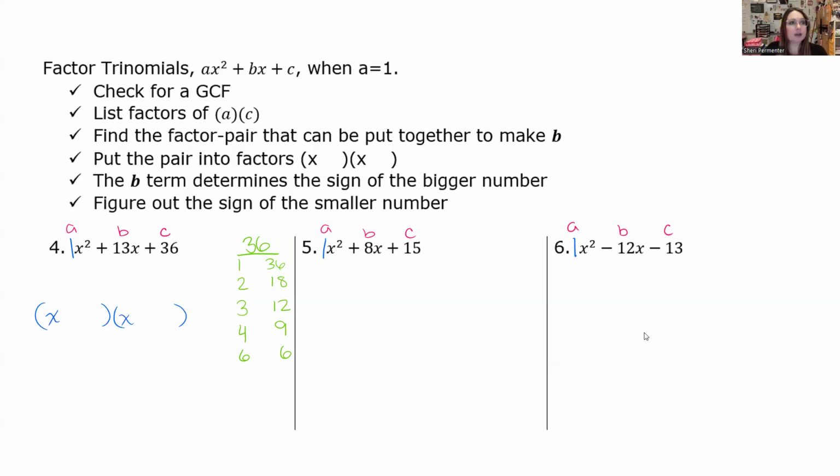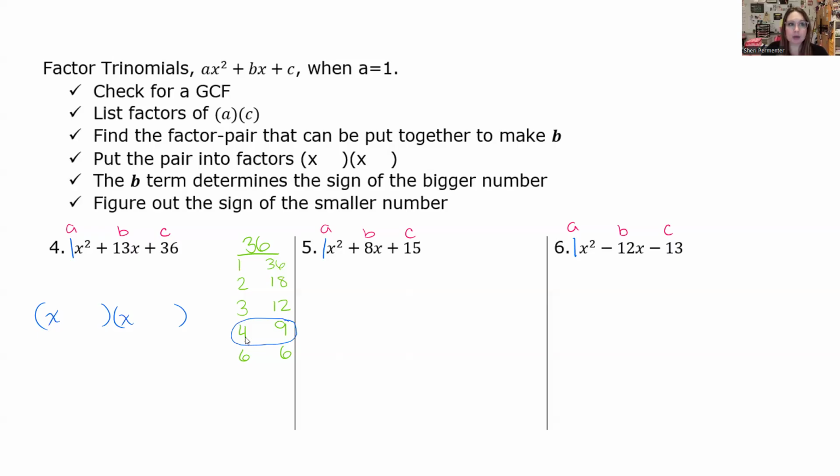Next, I'm going to look at my factor pair, and I'm going to see which pair could either add or subtract. That's why I say put together. Which pair could put together to make 13? So what I notice is that 4 and 9 can put together to make 13. 9, 10, 11, 12, 13. 9 and 4 can put together to make 13. So I'm going to circle my factor pair.